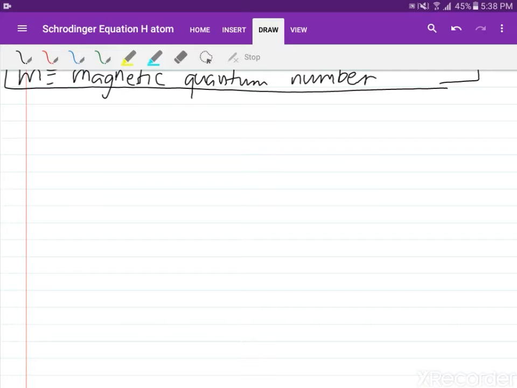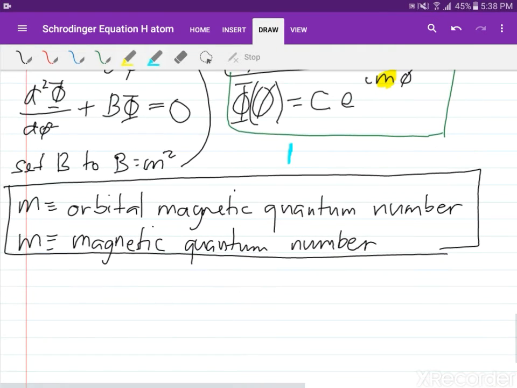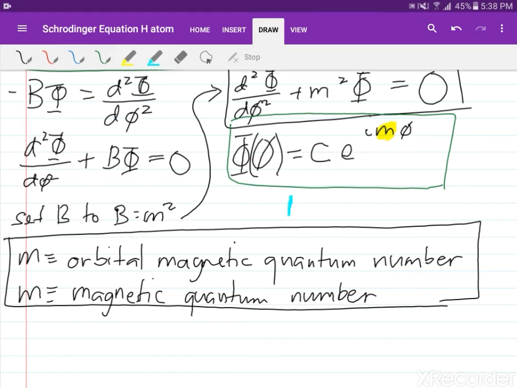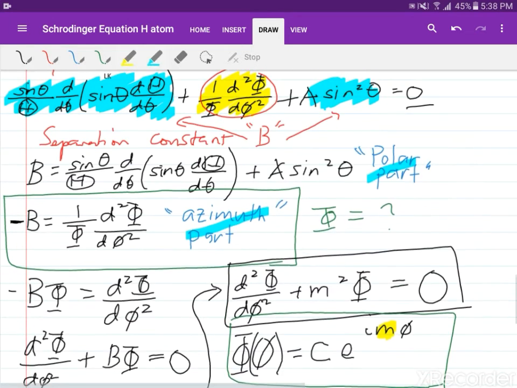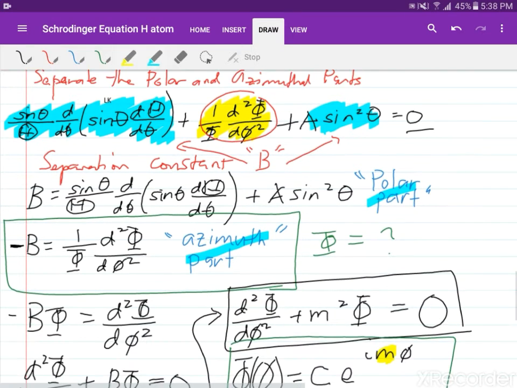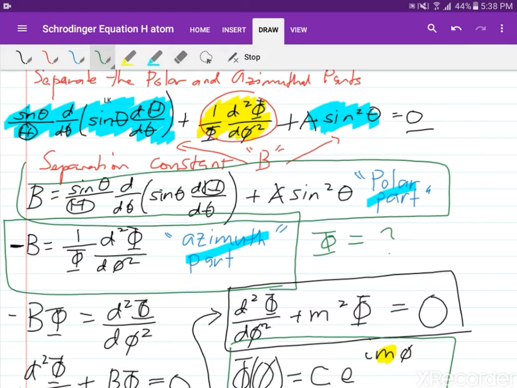In the last video, we have already solved the azimuth part for our angular equation. Now we will be solving the polar part again for the angular equation. So we want a solution for capital theta. Sorry, I just remembered, this is capital theta, not capital omega.